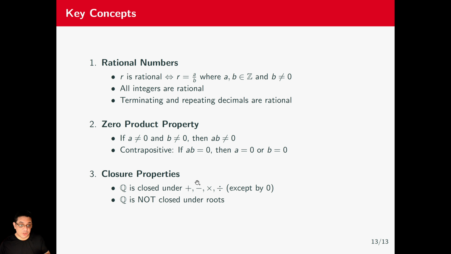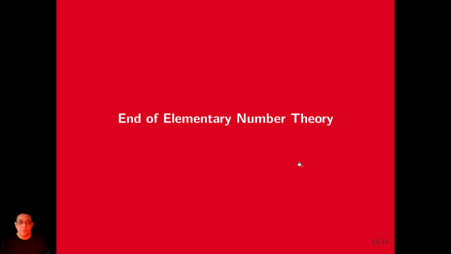So in summary, the key concepts here are rational numbers, which you can represent in the form a over b, with a and b being integers and b being different from 0. All integers are rational, and terminating and repeating decimals are rational. We have the zero product property: if we have two numbers that are not 0, the product is not going to be 0. And the contrapositive: if the product of two numbers is 0, then one of them has to be 0. The rational numbers are closed under sum, subtraction, multiplication, and division. However, they're not closed under roots. All right, let's see more of this in the class notes exercises.